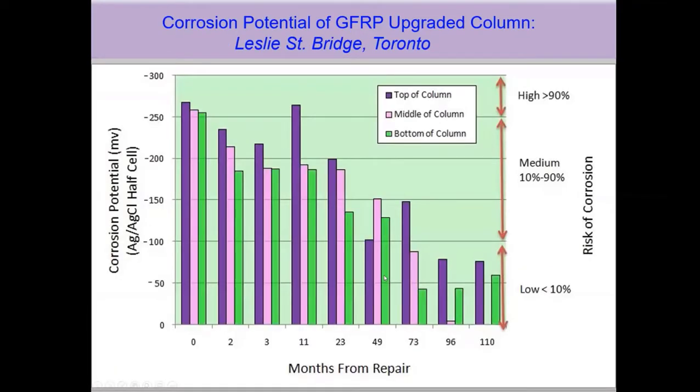But this is the real telling of the story. We had added half cells inside the columns at top, middle, and bottom. We wanted to see what is happening with the corrosion. So the ministry, which was very pessimistic in the beginning, and was basically calling us various names, suddenly realized that a set of columns that had very high risk of corrosion, over a period of time, started showing low risk of corrosion. And at the age of 9 years after repair, the corrosion risk was low.